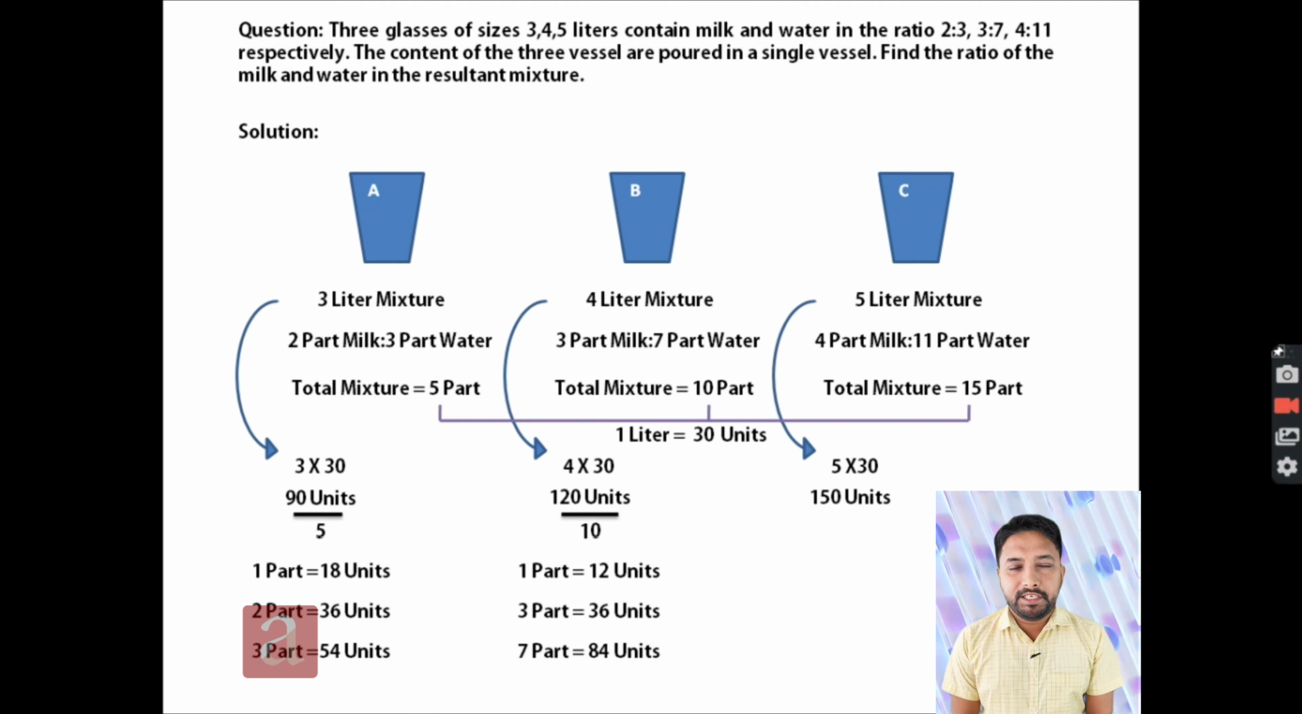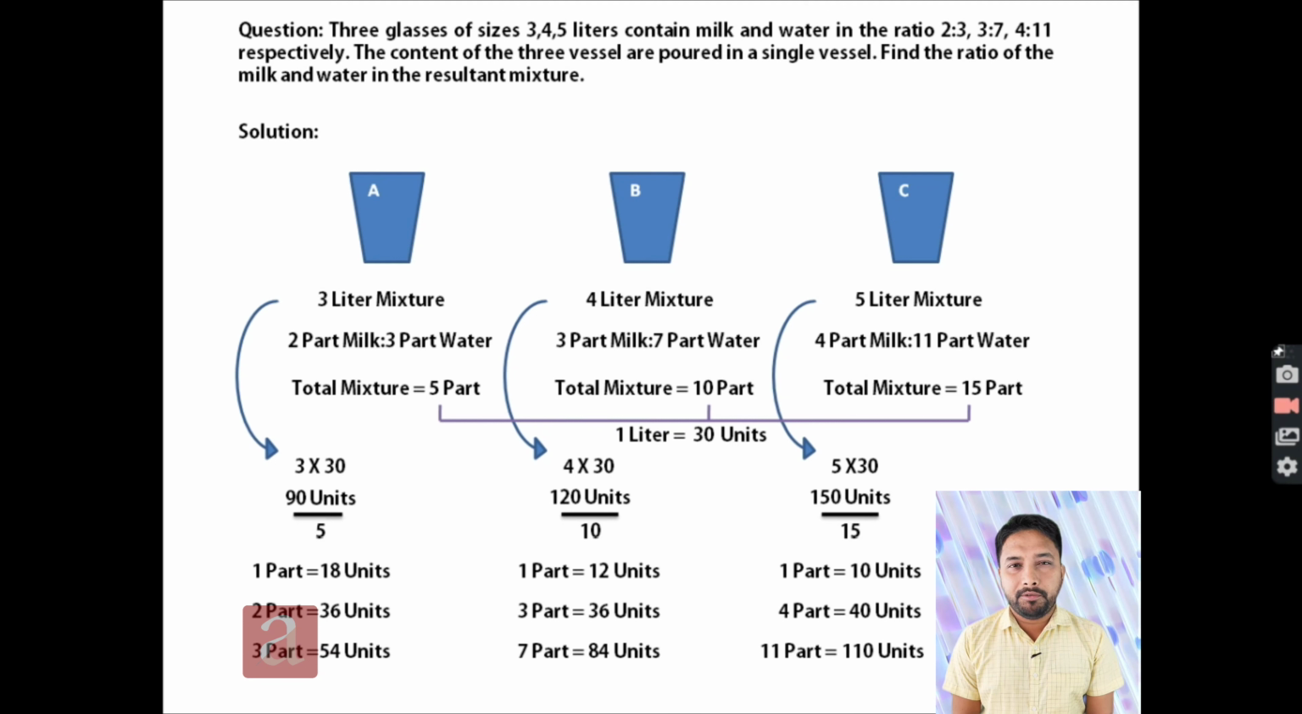Finally, in the third vessel C, there are 15 parts of liquid or 150 unit of liquid. So 15 part is equivalent to 150 unit. So 1 part will be equivalent to 10 unit. Since it contains 4 part of milk, so therefore 4 part is equal to 40 unit of milk. And since it contains 11 part of water, so 11 part will be equal to 110 unit of water.